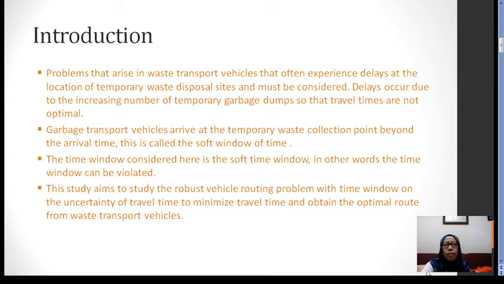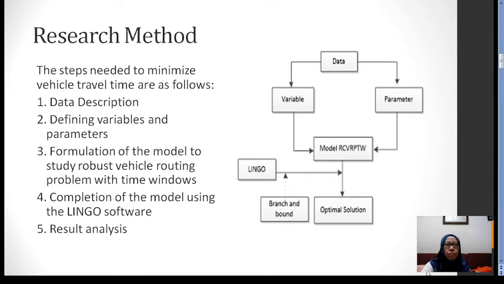Problems that arise in waste transport vehicles that often experience delays at the location of temporary waste disposal sites must be considered. Delays occur due to the increasing number of temporary garbage dumps, so that travel times are not optimal. This study aims to study the robust vehicle routing problem with time windows on the uncertainty of travel time, to minimize travel time and obtain the optimal route for waste transport vehicles.